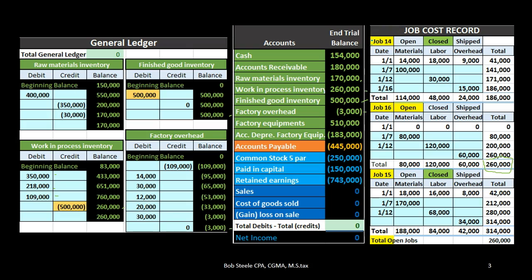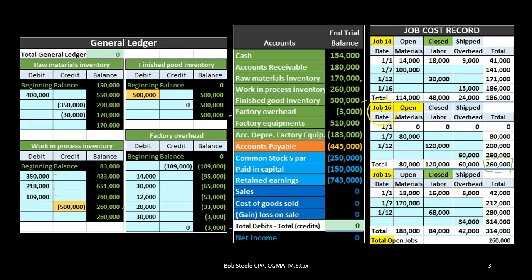In this example, we've got job 14, job 15, job 16. We have the costs related to those jobs, including, remember, this is the production of inventory, which includes material costs, labor costs, overhead costs, and that will give us the total costs that then we can transfer through the production process between the work in process to finished goods and ultimately to cost of goods sold.